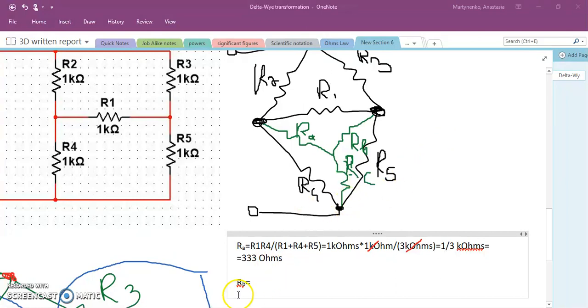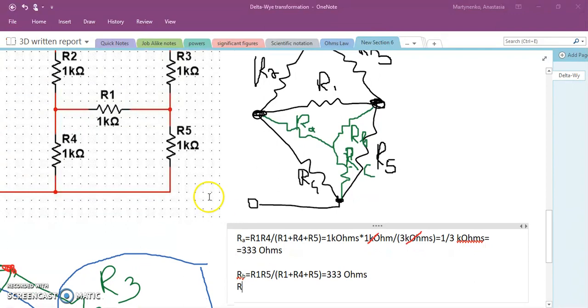So once again, now we're looking at RB, and RB is right in between R1 and R5. So R1 and R5 are going to go on the top and multiply each other: R1, R5, and on the bottom I'm going to have R1 plus R4 plus R5, right? So on the bottom goes everything the triangle is made of, all sides of the triangle. On the top you put the two adjacent sides of the triangle. On the bottom you put all three sides of the triangle. And once again, guys, since everything is 1K ohm, this is just going to be 333 ohms.